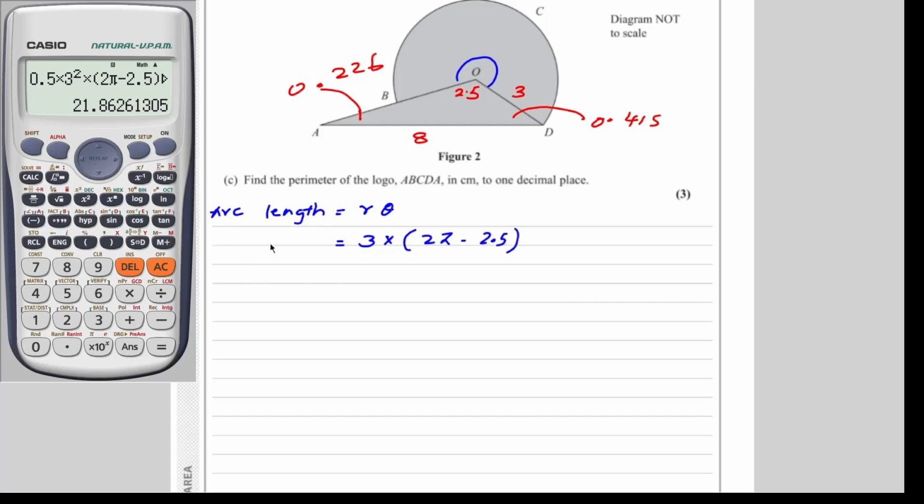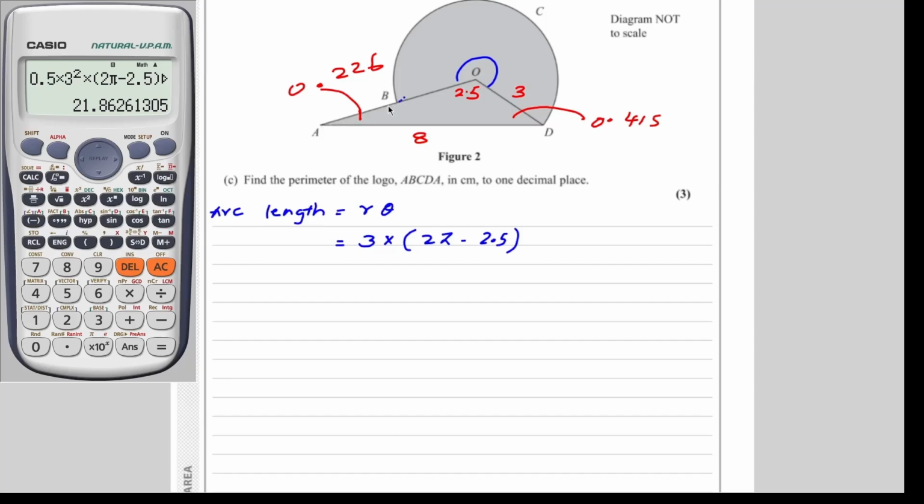Now we got the arc length. Let's leave it like that, or you can simplify and get it as well. So arc length is done. Now we need to get this one. It is 8. That is also part of the perimeter. And we need to get this one. How do we get this one?